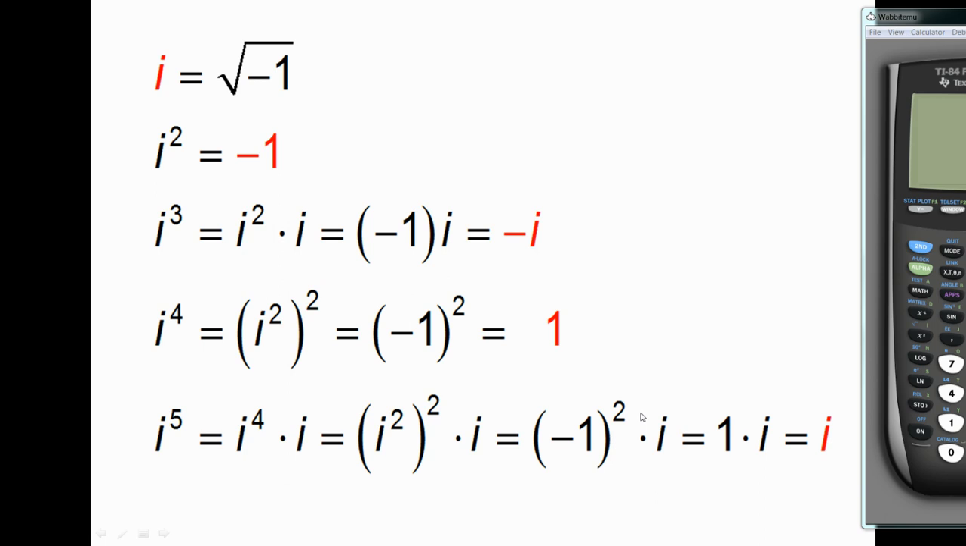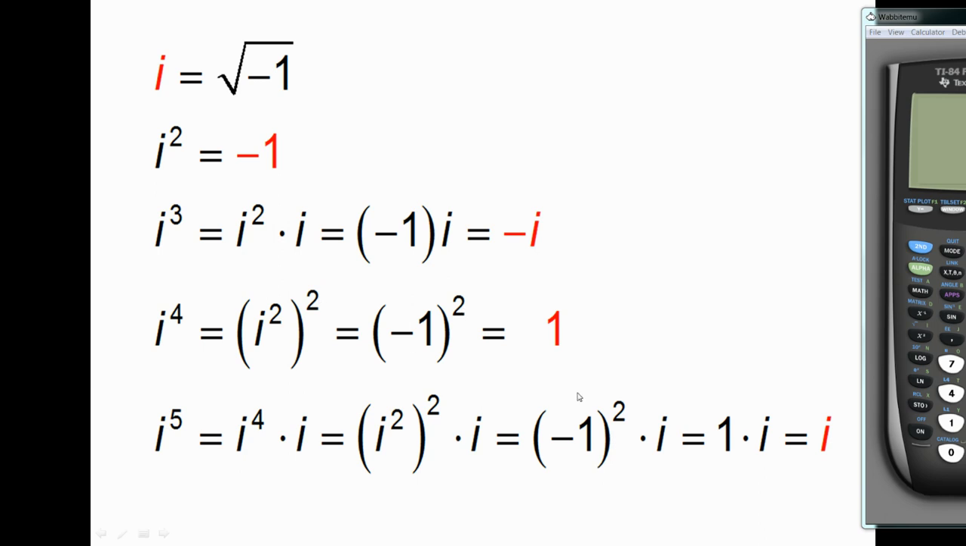Definitions. We start our study by defining what i is equal to. i is said to be equal to, by definition, the square root of negative 1. Therefore, i squared is the square root of negative 1 squared, which is simply negative 1. i cubed can be expressed as i squared times i, meaning i cubed translates to negative i. i to the fourth is nothing more than i squared squared, or negative 1 squared, which is positive 1.